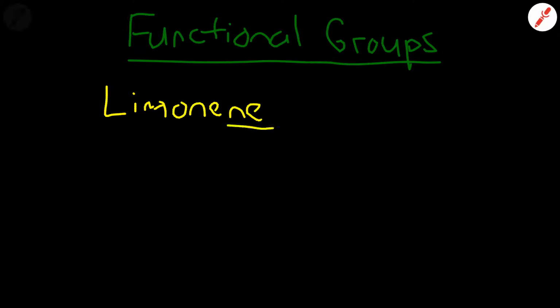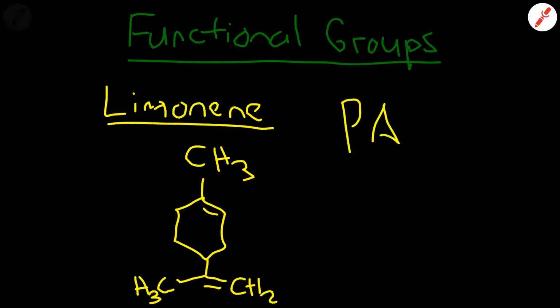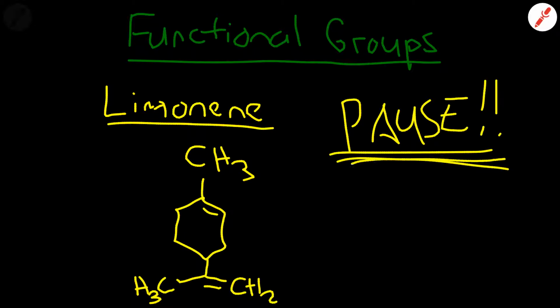So the first one is going to be limonene. I'm guessing you can guess what limonene is or what it does from the name there. Limonene is that lemony smell, or it can give off that lemony smell. That's why I'm drawing it in yellow here, sticking with the lemon theme. Alright, so here it is, limonene. And at this point I want you to pause the video and look at the molecule and figure out what kind of functional groups you can find, and then we'll go over it together.